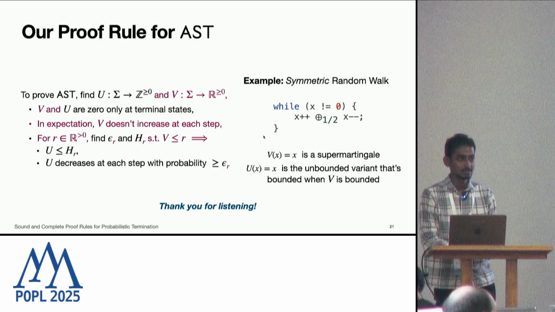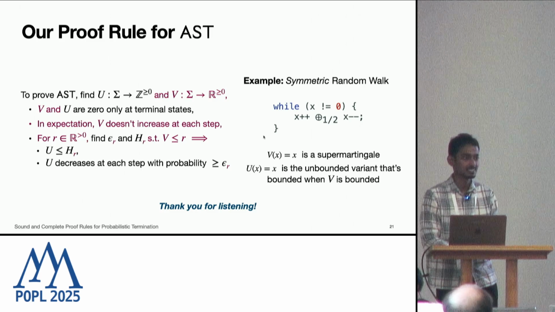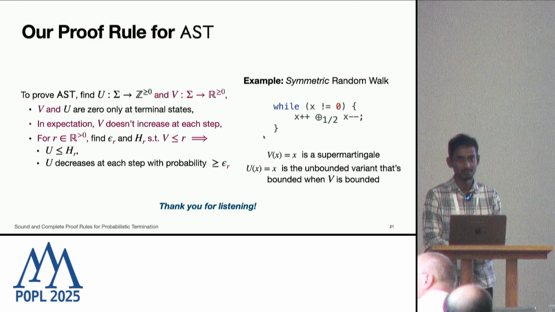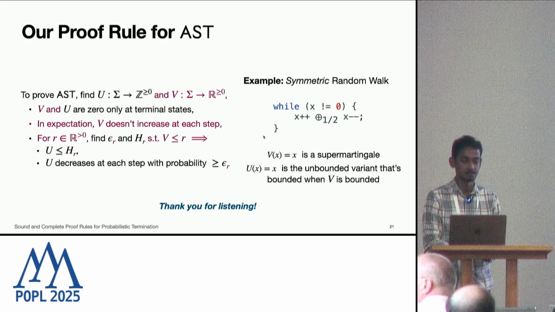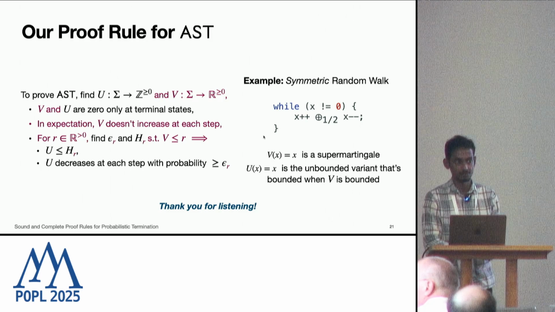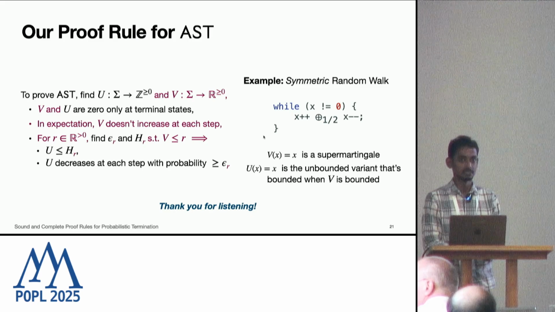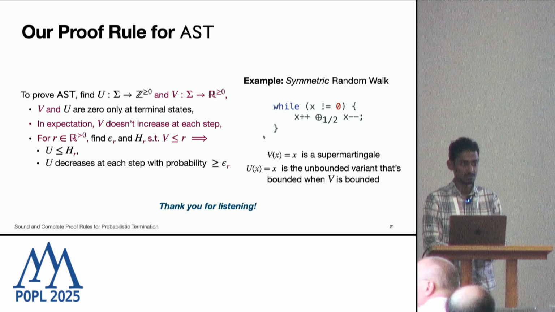Can you say something about the expected running time? Not with these proof rules. For the expected running time, there do exist sound and complete proof rules. I think they just use what is called a ranking supermartingale, which is a supermartingale that in expectation reduces by a minimum amount in each step. Okay, thanks.